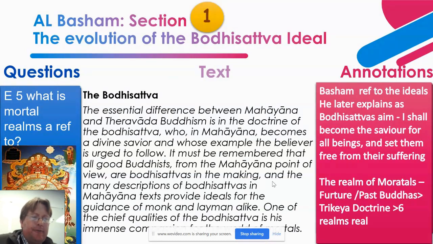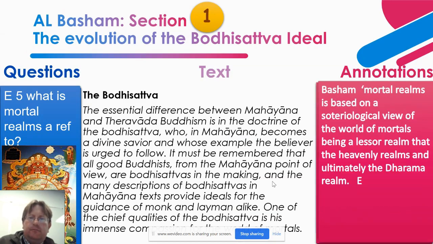Here we see on the left a picture of the six realms of existence. And in Mahayana, these are taken as real. This is a Mahayana Thangka from Tibetan Buddhism. In Theravada, these are taken as more metaphorical realms, less real in a sense. So Basham is calling our attention to the soteriological view that differs between Theravada and Mahayana.